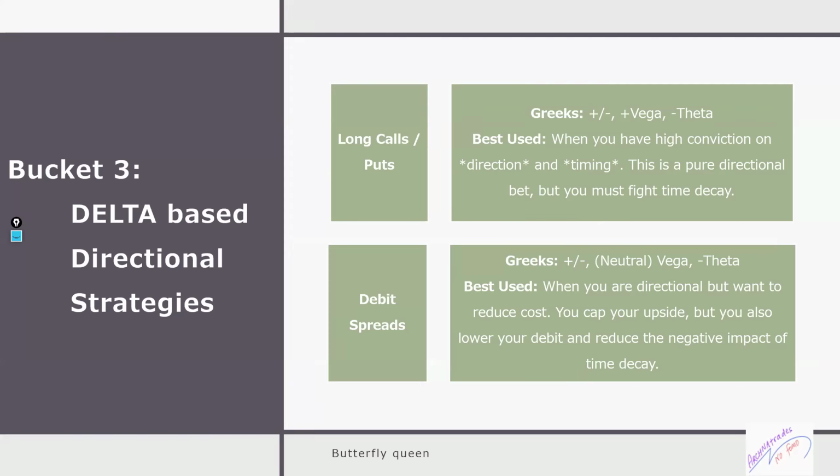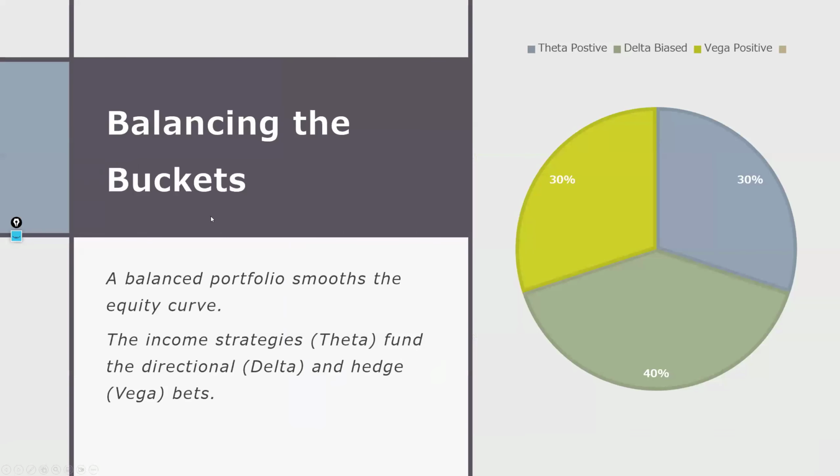So of course I'm doing long calls and long puts and debit spreads to express the direction that I want to take, right? And make money that way. So that's the third direction. Now, how do you balance it in a portfolio?